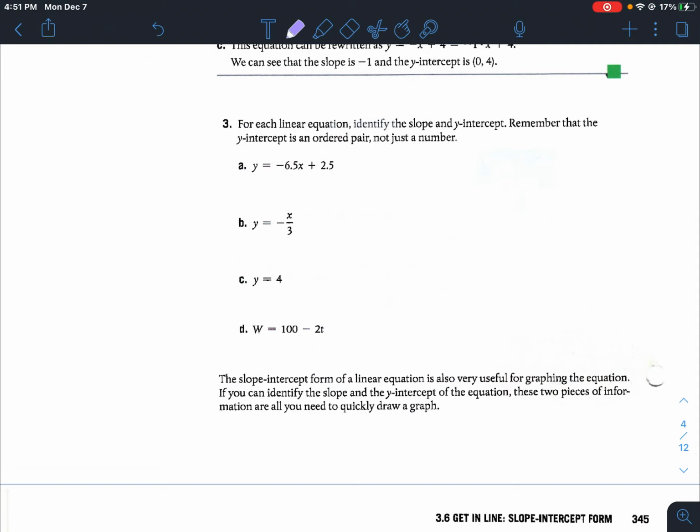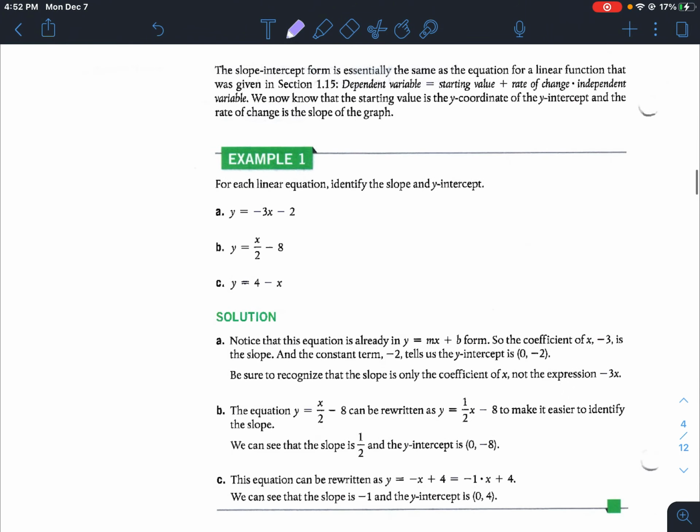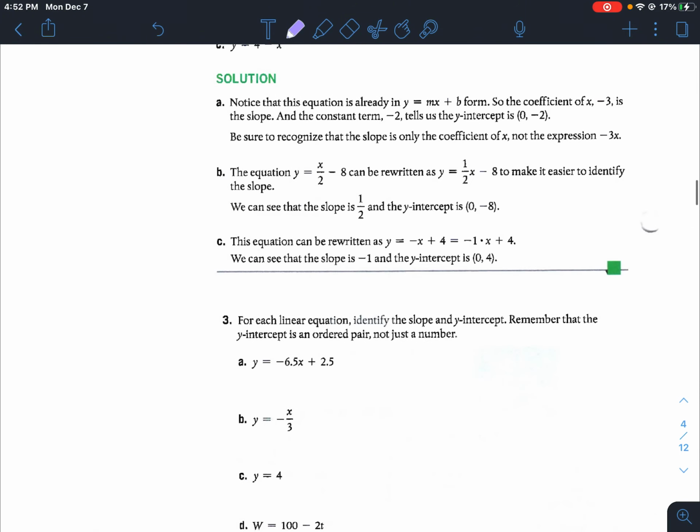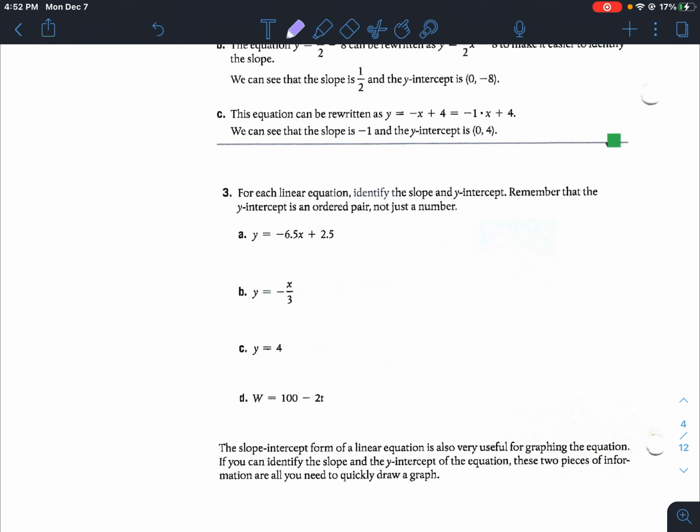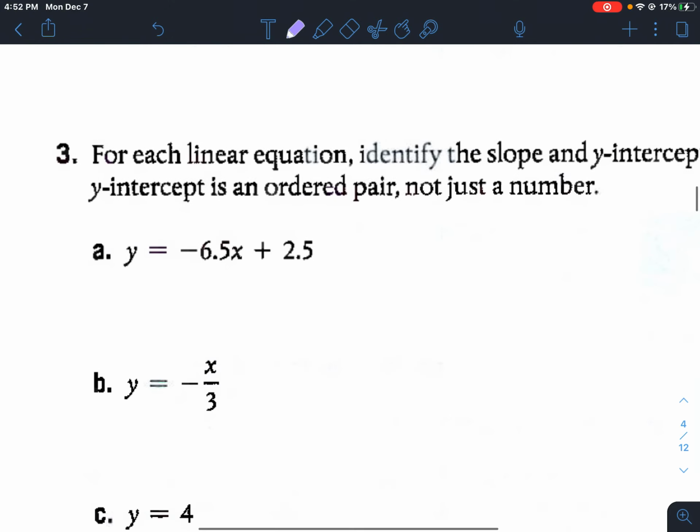Okay, for each linear equation, identify the slope and the y-intercept. Remember that the y-intercept is an ordered pair, not just a number. If I asked you for the y value of the y-intercept, you could give me just a number. But when I ask for the actual y-intercept, it does need to be written as an ordered pair. If you need more help, you could always look at the example above here, and they'll kind of walk you through a little bit more than I am. I'm just kind of assuming you already know what you're doing here.